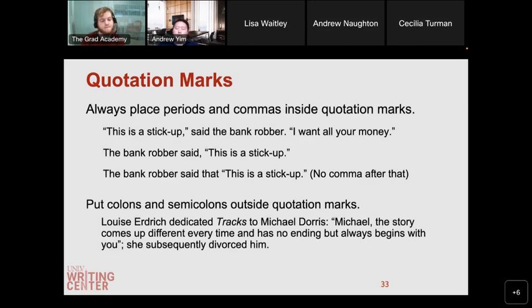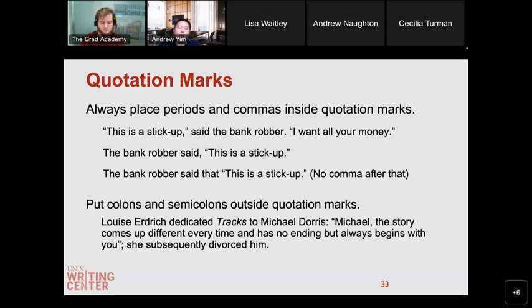Another rule that we also want to consider moving forward is the use of quotation marks. Quotation marks are very important because when we use them, we always want to remember that generally a period or a comma should be inside the quotation mark. As you can see in the examples down below, it says: "This is a stick up," comma inside the quotation mark. Same with the period at the end: "I want your money." The period's inside the quotation mark. So when you use periods or commas, generally you want to keep them inside the quotation mark and not outside.